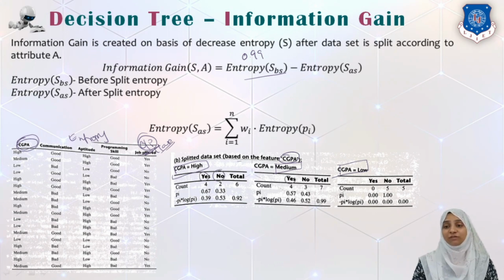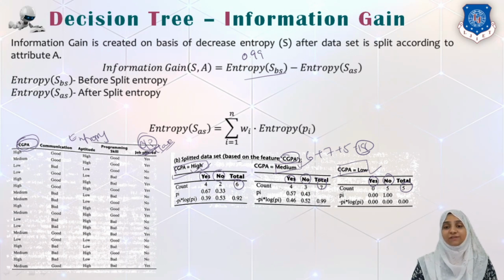So in medium CGPA we will have two class labels, yes or no, and CGPA low also we will have two different class labels. Now there are only 6 samples with high CGPA. There are 7 samples with medium CGPA and there are 5 samples with low CGPA. If you sum 6 plus 7 plus 5, it will have a value of 18. So this is nothing but the total number of samples in the original data set. So we have matched this count.